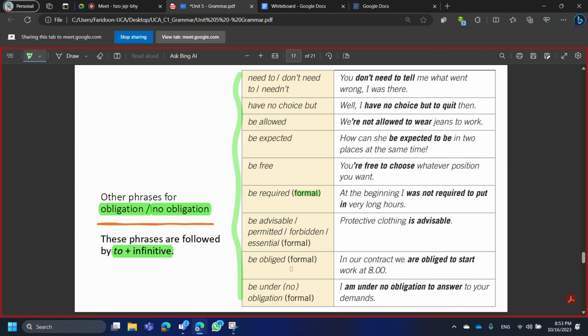Be obliged to is a formal phrase and it just means to be obligated. They can be interchanged completely, like be obligated or be obliged. And the last one, be under obligation, is the formal version, either negative or positive. They're both formal. If you say be under obligation, it shows obligation, but if you say be under no obligation, it shows no obligation.